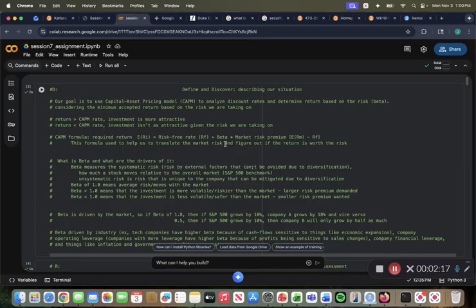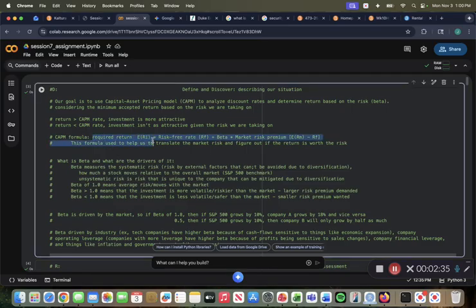If return is greater than the CAPM rate that we calculate here, the investment is more attractive. And if the return is lower than the CAPM rate, the investment isn't as attractive given the risk we are taking on.